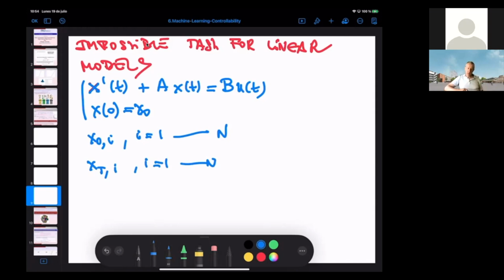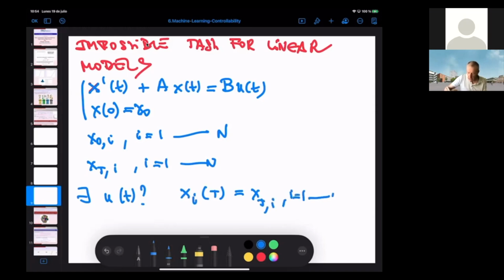The question is, do you think that there will exist a control u so that all the solutions of this problem will get to the corresponding location for all possible values of the index i? So this is, of course, what people often call in the literature simultaneous control, right?